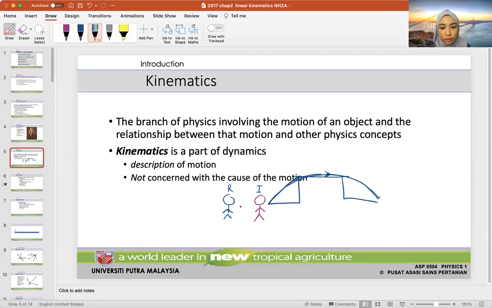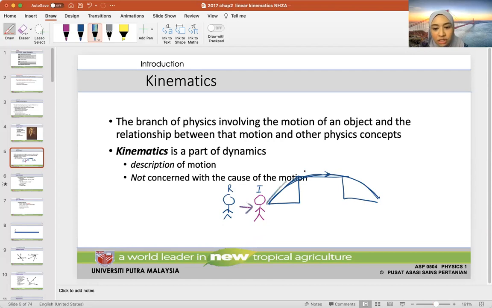Rupa-rupanya Rafiq tolak. Kesian Ikri. So Rafiq jangan buat macam tu. So Rafiq tolak Ikri and this is why Ikri kuat gila Rafiq kan. So dia tolak Ikri and Ikri dia melonjak.